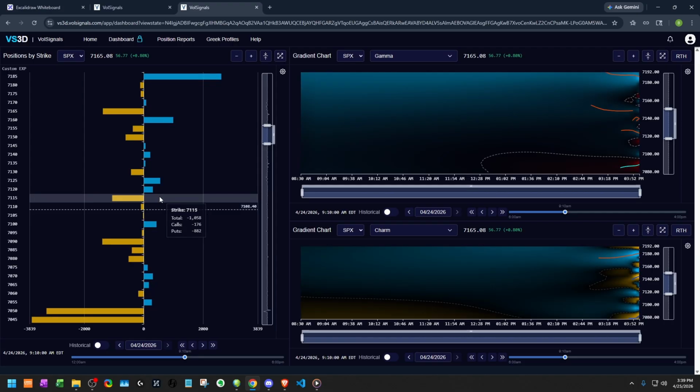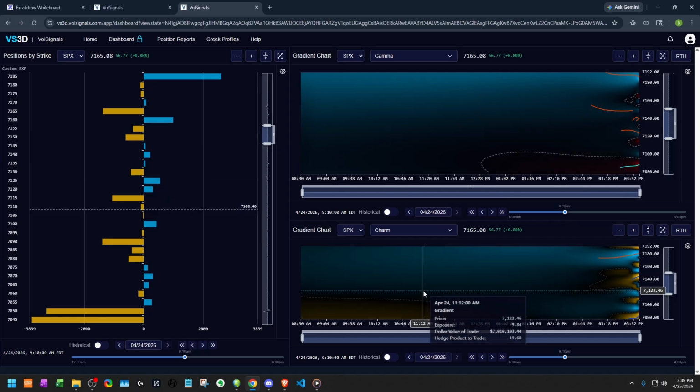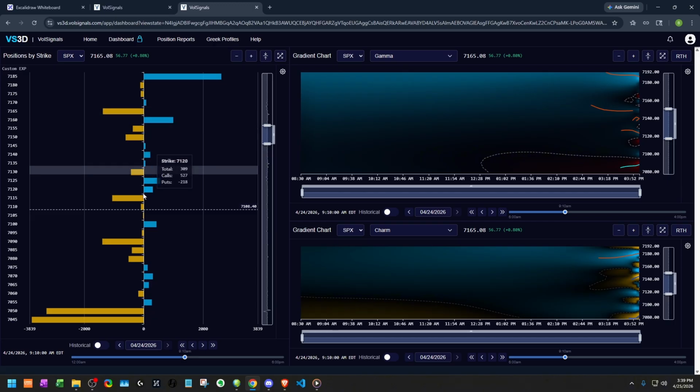So this was from today, April 24th at 9:10 a.m. This was the positioning, the gamma heat map, and the charm heat map as of 9:10. I first open up the platform. The main thing I'm looking for is where the largest nodes are. I always keep track of where those are.